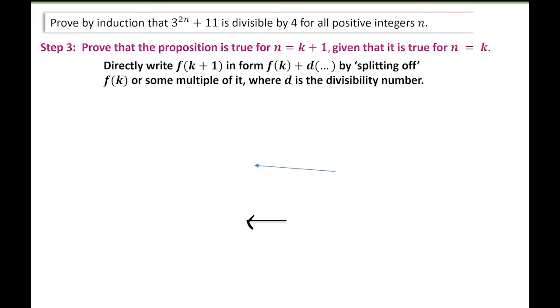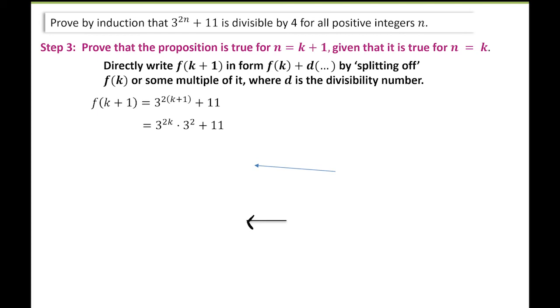Let's have a look at how we do this. We substitute in k plus 1 for n into our general statement. This gives us f of k plus 1 is equal to 3 to the power of 2 times k plus 1, plus 11. We will now simplify this exponent. 3 to the power of 2 times k plus 1 gives us 3 to the power of 2k times 3 squared.